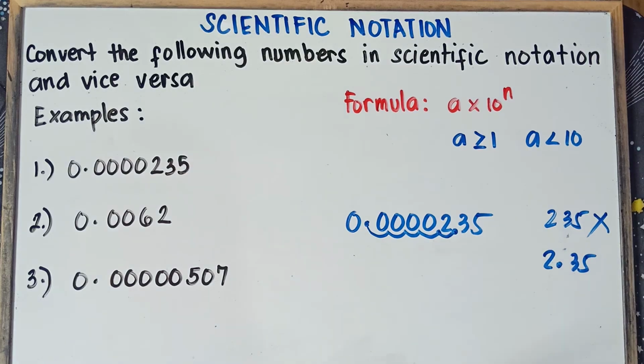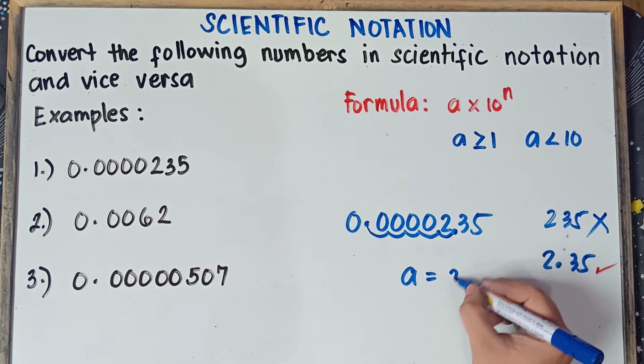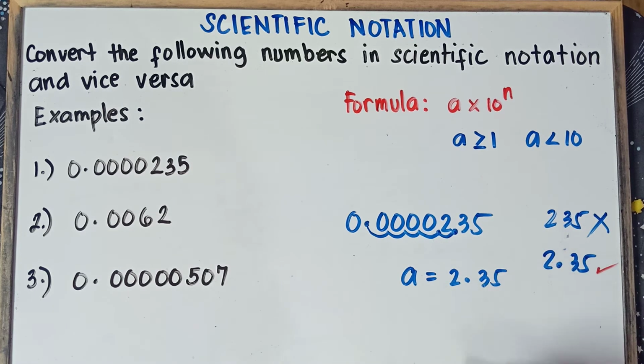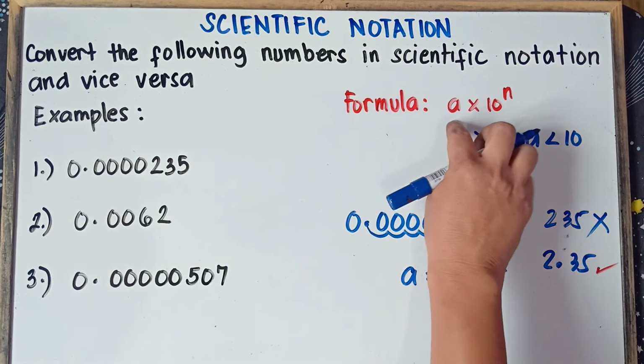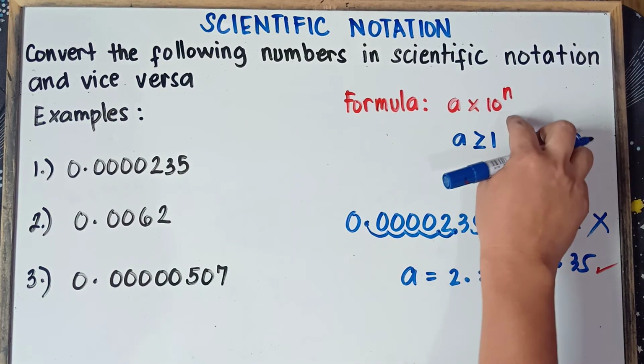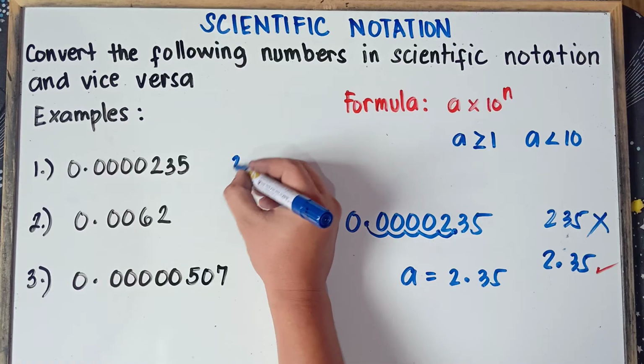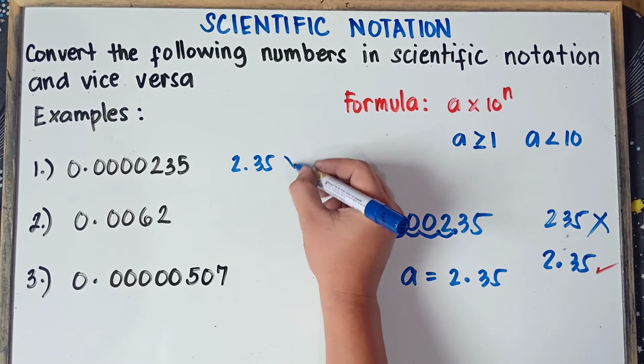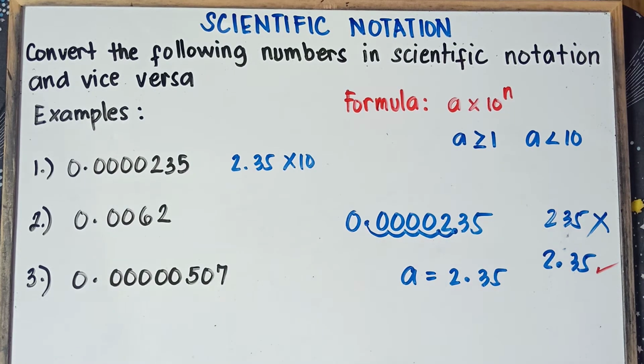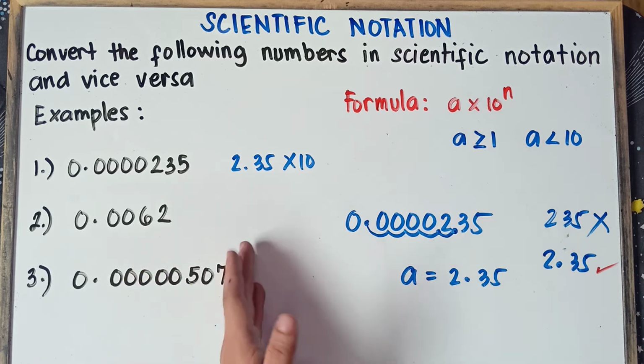Now question, is 2.35 less than 10? Yup, 2.35 is less than 10. So therefore, this will be the value of A. So therefore, our A is equal to 2.35. The formula, class, A times 10 raised to the power of n. So 2.35 times 10.